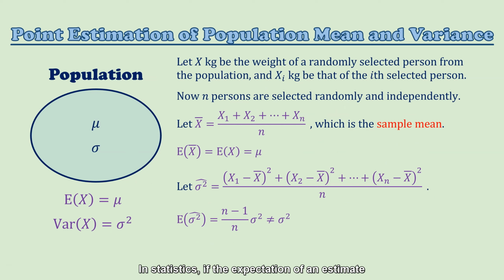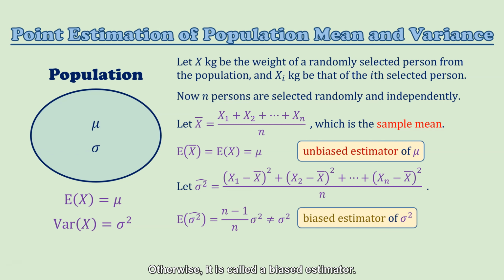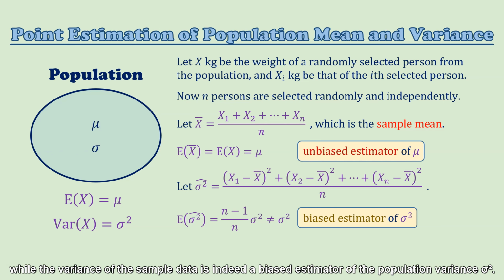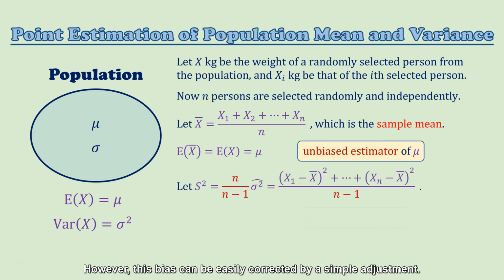In statistics, if the expectation of an estimate is equal to the population parameter that we're interested in, this quantity is known as an unbiased estimator. Otherwise, it is called a biased estimator. From these results, the sample mean x bar is regarded as an unbiased estimator of the population mean mu, while the variance of the sample data is indeed a biased estimator of the population variance sigma squared. However, this bias can be easily corrected by a simple adjustment.